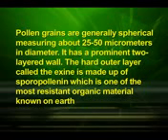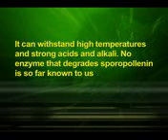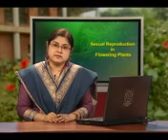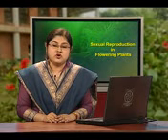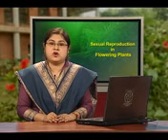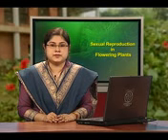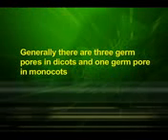It has a prominent 2-layered wall. The hard outer layer, called the exine, is made up of sporopollenin, which is one of the most resistant organic materials known on earth. It can withstand high temperatures and strong acids and alkali. No enzyme that degrades sporopollenin is so far known to us. At certain places, the exine is absent or very thin, giving an appearance of a pore, called the germ pore. Generally, there are 3 germ pores in dicots and 1 germ pore in monocots.